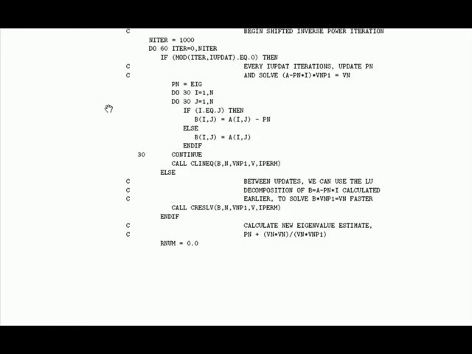As we said, the method is extremely simple. You start with a starting vector V0, and every iteration, if you're updating P, then you form the A minus PI matrix, and you solve A minus PI times Vn plus 1 equals Vn. If you're not updating it, then you use the LU decomposition. These two routines are exactly the same as the Chapter 1 routines, DLINEQ and DRESLV, except that they allow complex arithmetic.